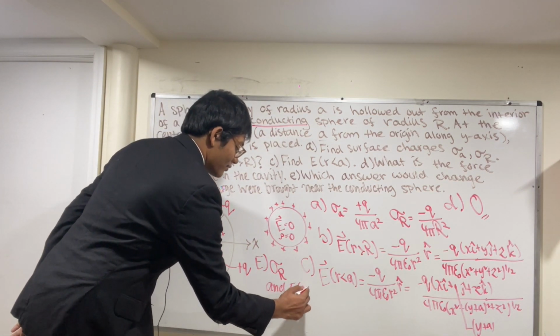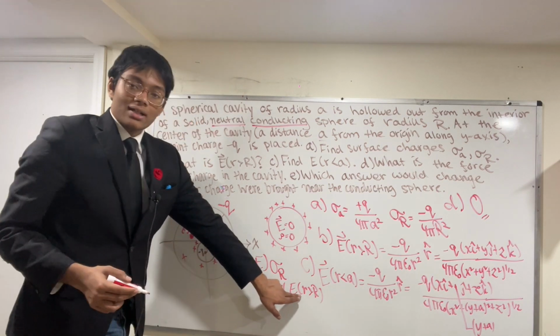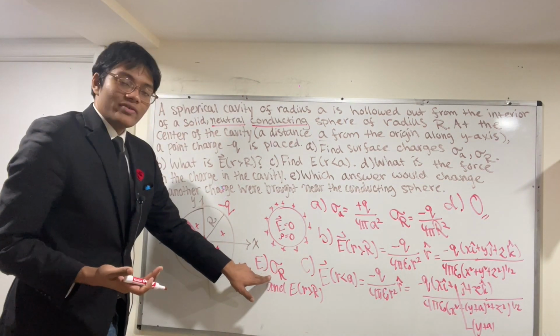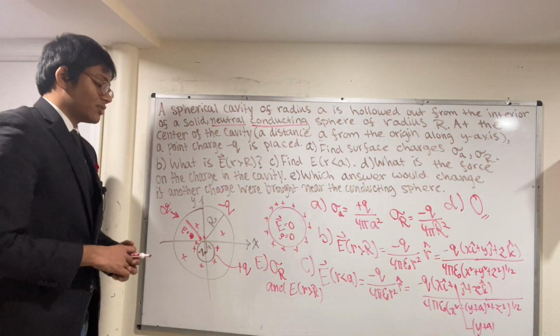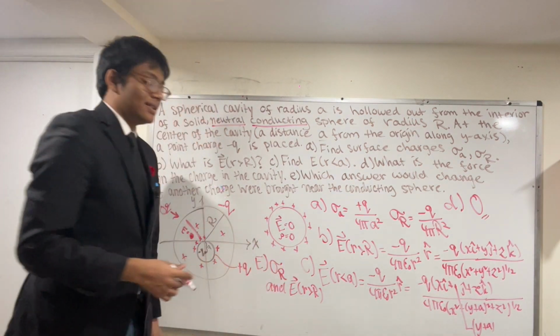The electric fields outside the entire conducting sphere, which makes sense, right? If the surface charge density changes, so should the electric fields outside the entire conducting sphere.